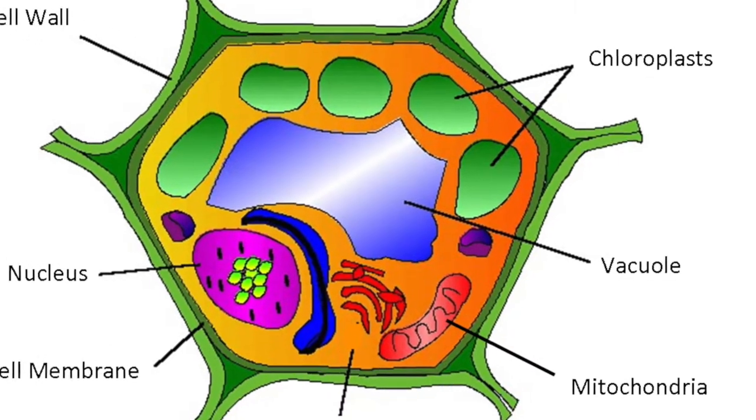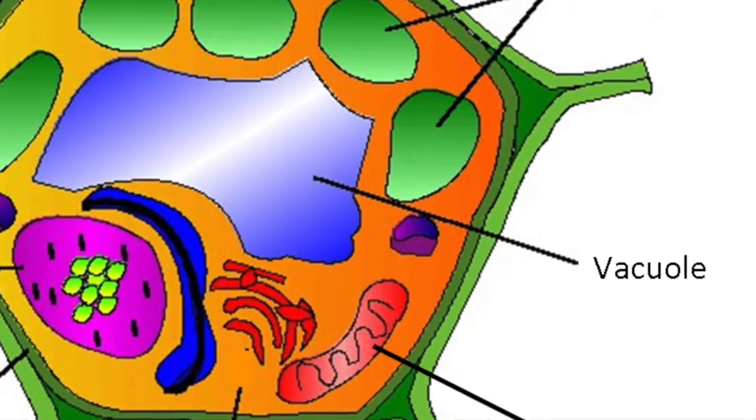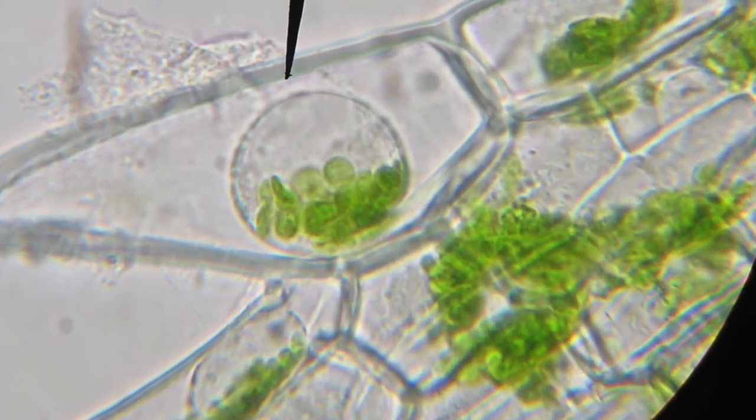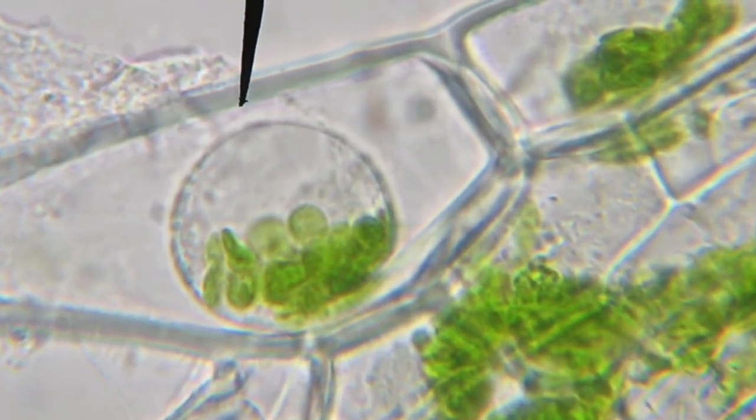Vacuoles are the storage center inside the cell. This storage unit holds nutrients, waste, and other chemicals. Vacuoles are big and can take up as much as 90% of a cell's volume.